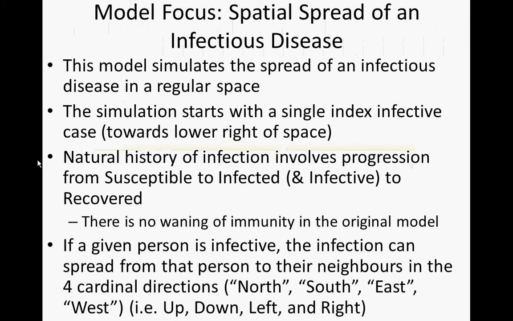This is a uniform space with uniform characteristics arranged in a grid pattern, with connectivity just in 4 directions, north, south, east, west, so the 4 cardinal directions. And the simulation will start with a single index infective case, which is located at a random point in space. And there's going to be a natural history of infection.